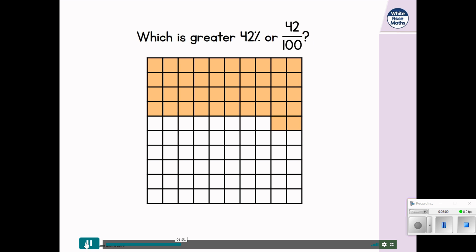In this example, we're going to compare a percentage and a fraction. Look at the 100 square. How many squares are shaded? 42 out of 100. This is the same as 42 hundredths, which is the same as 0.42, which is the same as 42%. So 42% is equal to 42 hundredths.